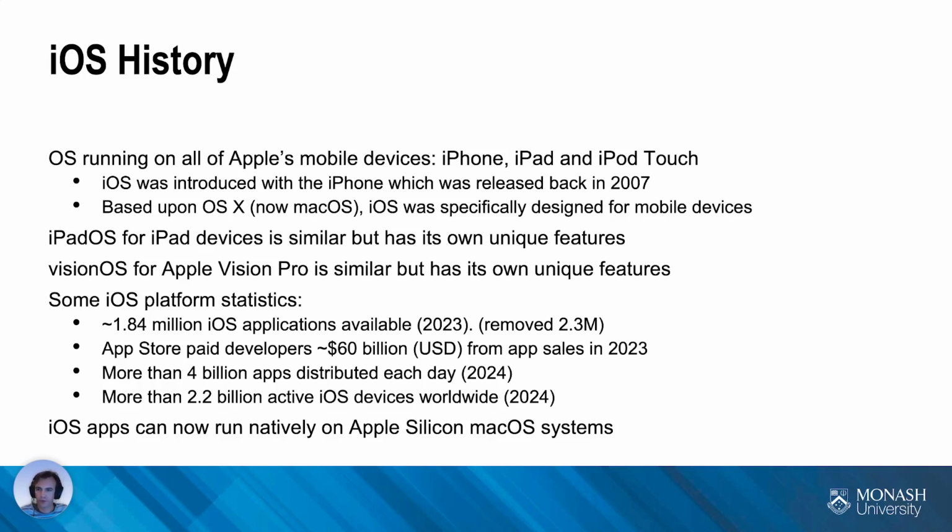The original version of iOS and the current version too was based on OS X, which is Apple's desktop operating system, which itself was based on Unix. And this is now known as macOS, but iOS was a flavor of it, as I said, specifically designed for mobile devices. Now, at this point, there are a couple of further variations.